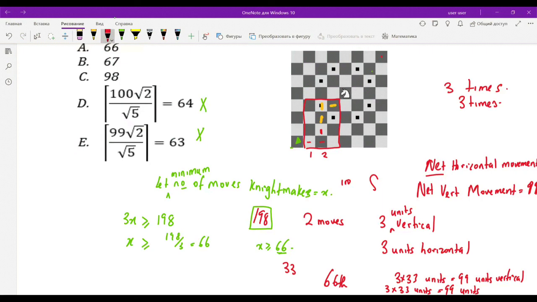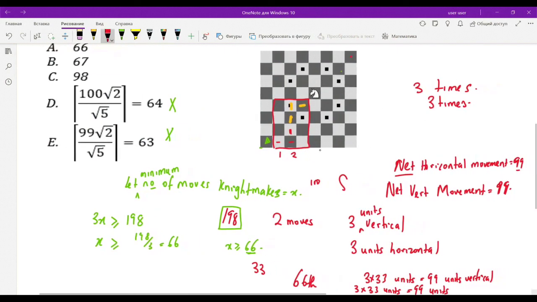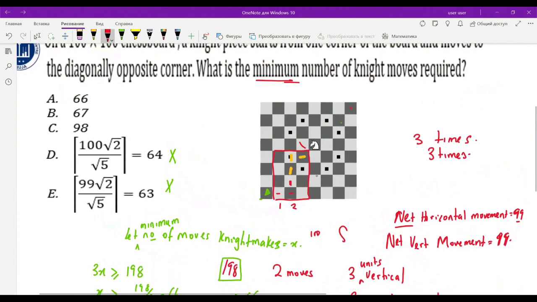Because remember what I said, we need to make sure that our net movement vertically and horizontally are both 99, because that is the difference. This is the first row and this is the 100th. This is the first column and this is the 100th column. As I said, this is an 8x8 chessboard; we can't really draw 100 by 100, so we should just visualize it as 100 by 100. So these are the movements: red, 2 right, 1 up, 2 up, 1 right.